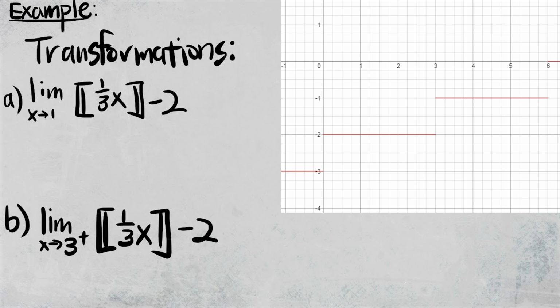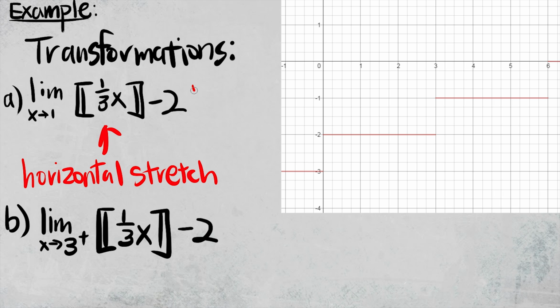Going straight into the example, it is obvious that transformations are at play. The 1/3 in the middle of the graph represents a horizontal stretch, while the -2 on the outside represents a vertical shift. Here's a list of other transformations that could also be at play. Feel free to pause the video now.